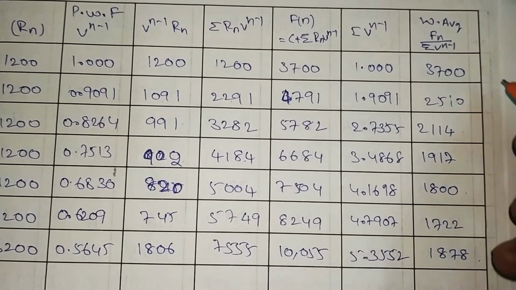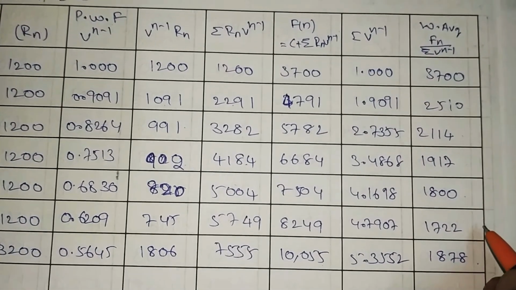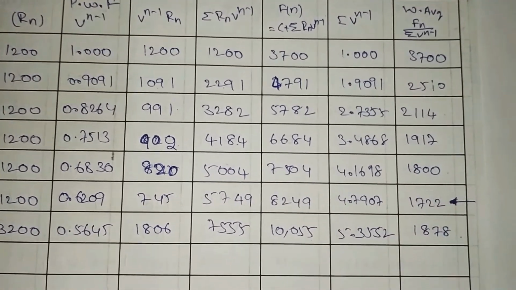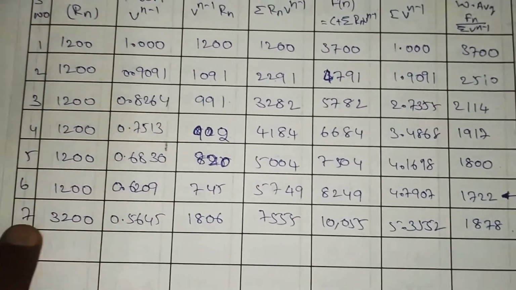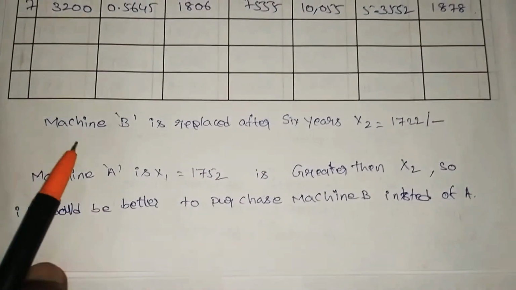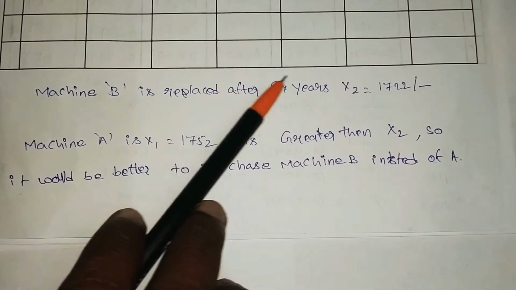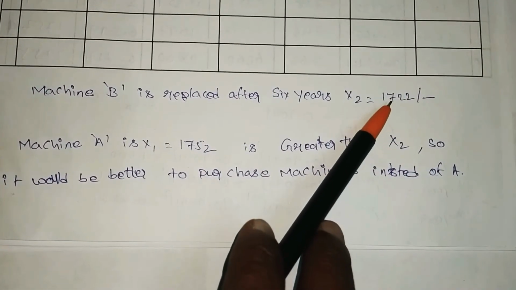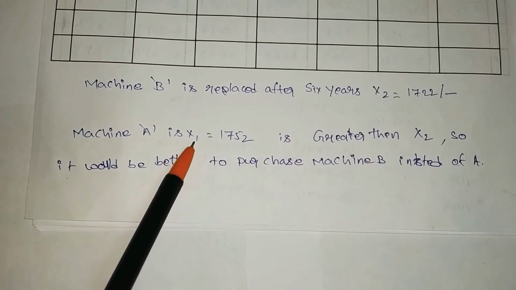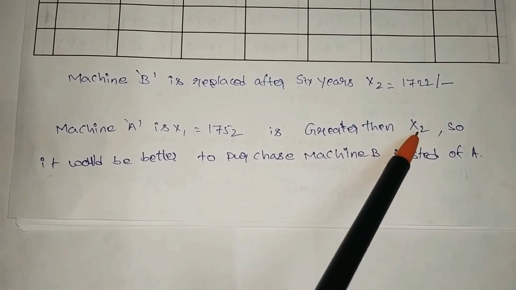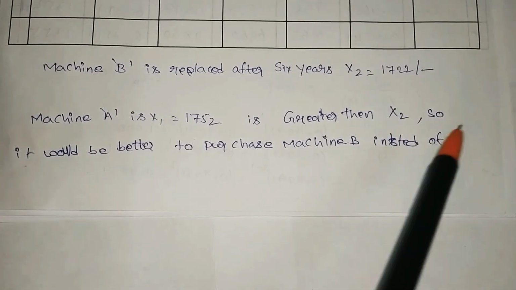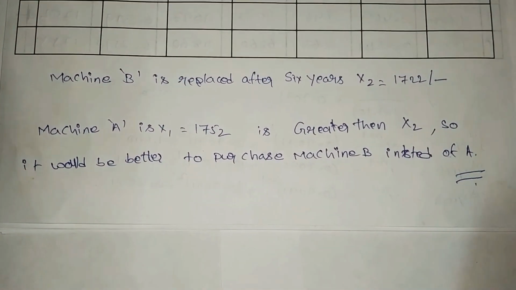It continuously decreased up to 6 years, and the 7th year is increased. That's why machine B will be replaced at the 6th year, after 6 years. X2 is equal to 1722. Machine A's X1, 1752, is greater than X2. So it will be better to purchase machine B instead of A. This is the answer. Thank you guys.